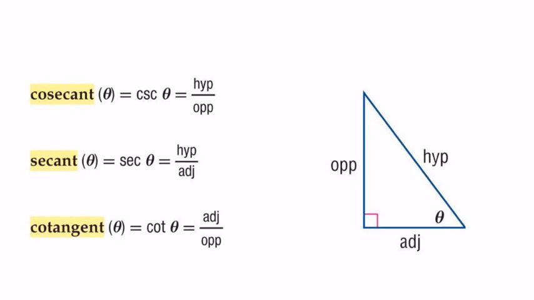Here are three more trig functions. The cosecant of an angle is the hypotenuse over the opposite. Secant is hypotenuse over adjacent. And cotangent is adjacent over opposite. You will notice that these three functions are actually the reciprocal of the first three, so you don't have to do extra work if you need to get these three trig functions. You can just take the reciprocal of the original three.